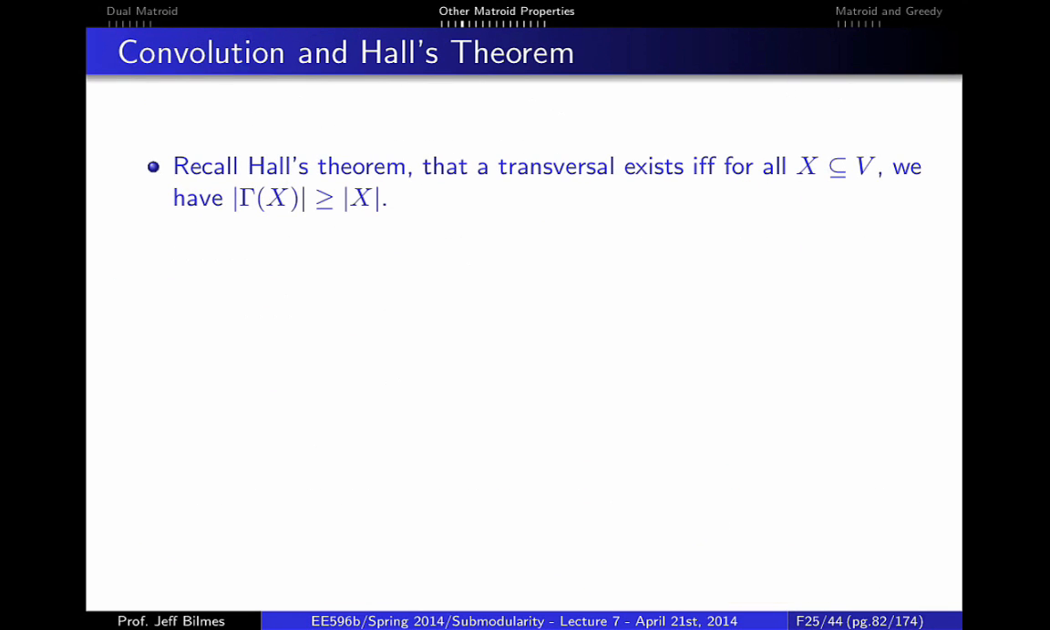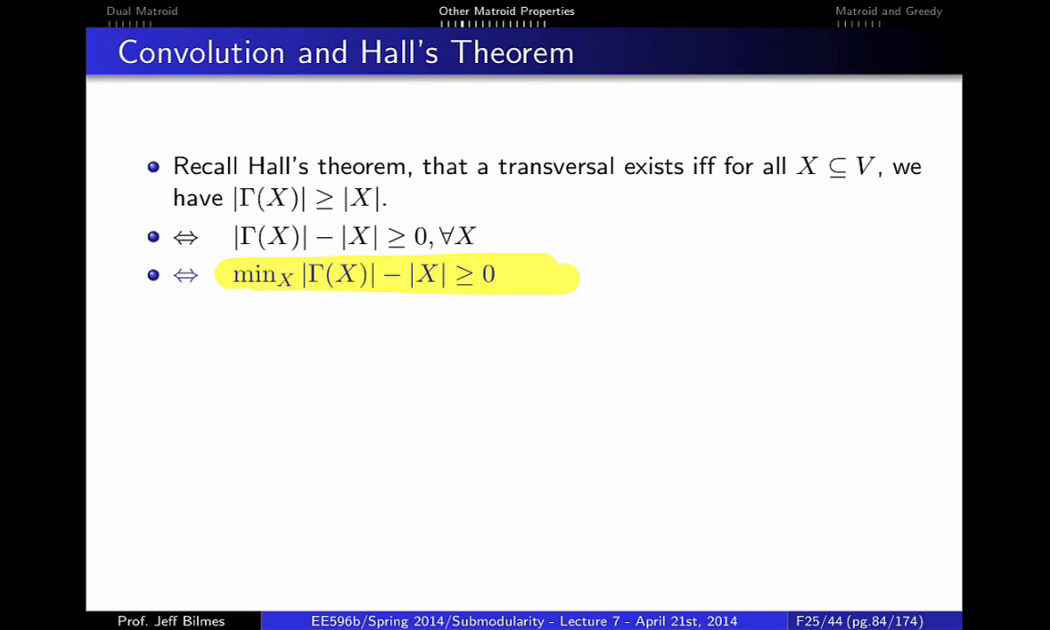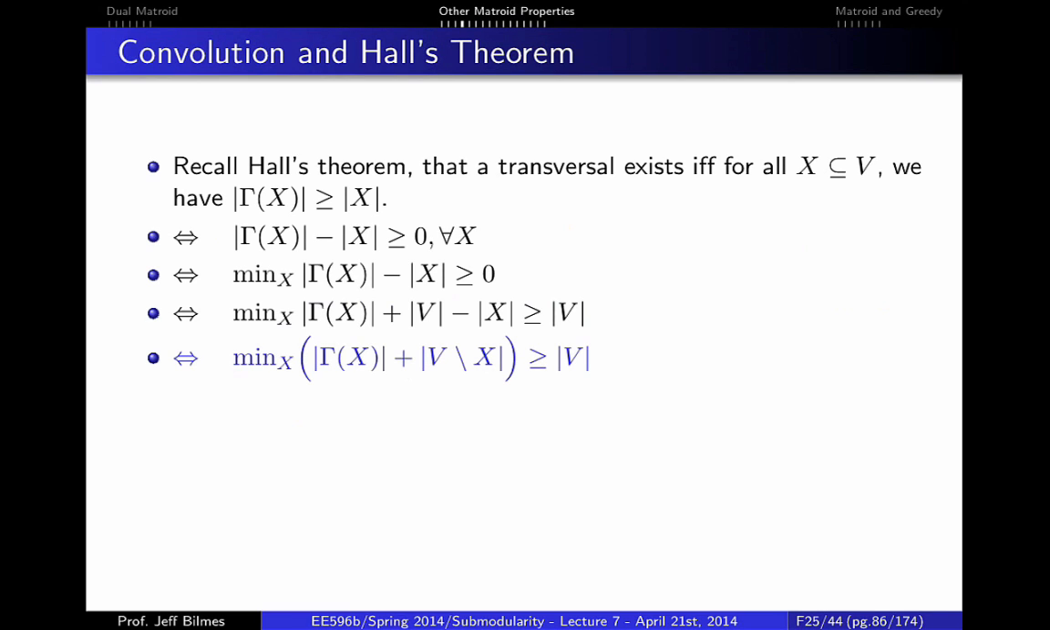In fact, we can even see Hall's theorem as convolution. Let's do this quickly. Hall's theorem says the size of the neighbors of x can't be any smaller than the size of x. That's equivalent to this, true for all x, which is equivalent to saying that the minimum over x of this has got to be greater than or equal to 0, which is the submodular minimization problem. We can add v to both sides, it's a constant. And v minus x is the same as the size of v except for x, which is this.